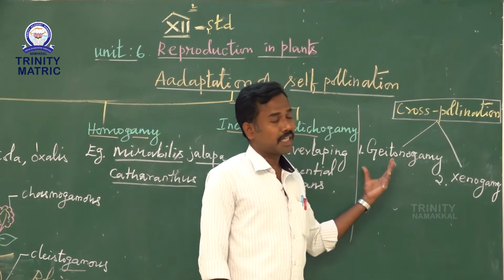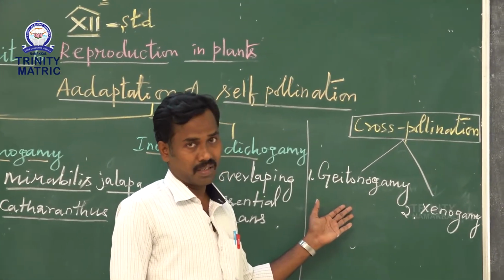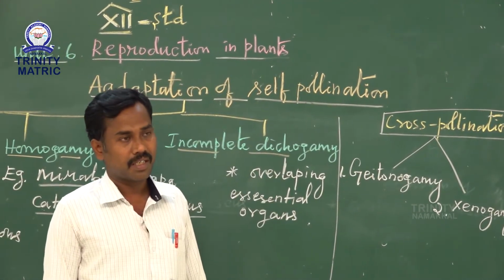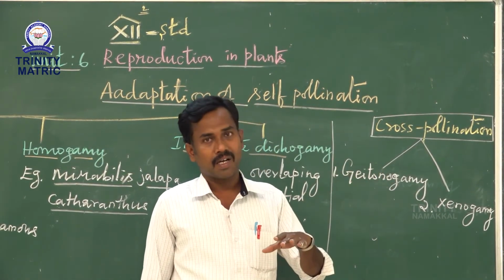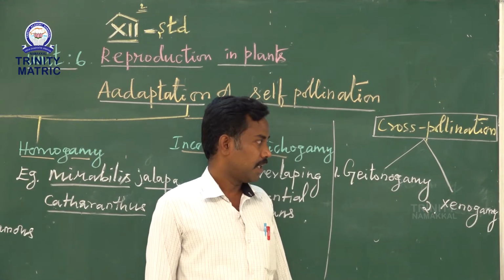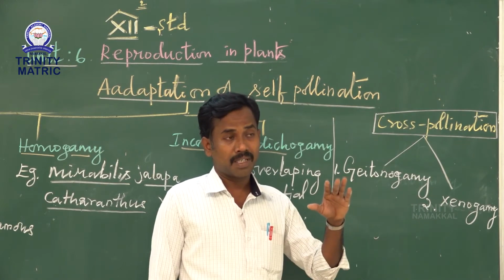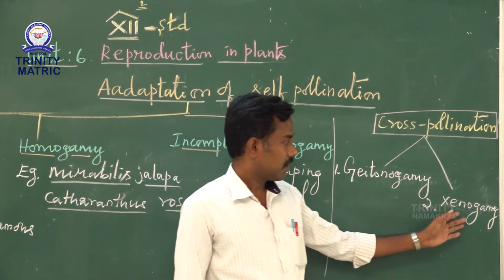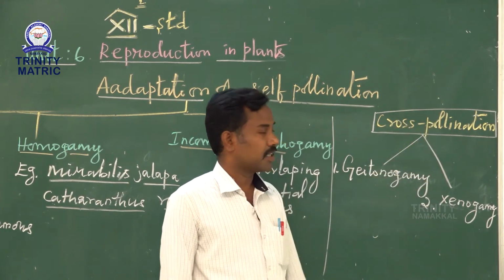Geitonogamy means the transfer of pollen grain from the anther to the stigma of another flower within the same individual plant. Then xenogamy means the transfer of pollen grain from the anther to the stigma of a different plant of the same species. Both geitonogamy and xenogamy are types of cross pollination.